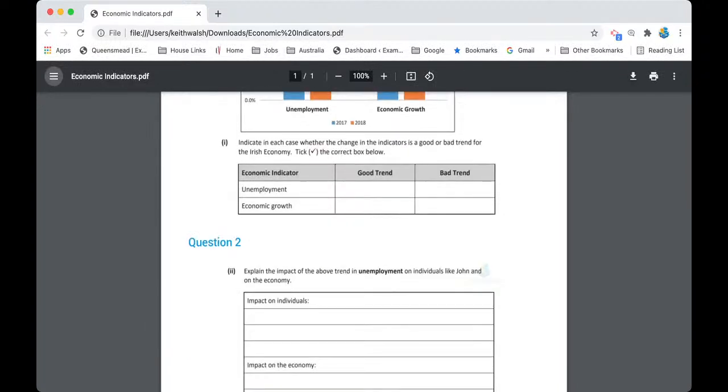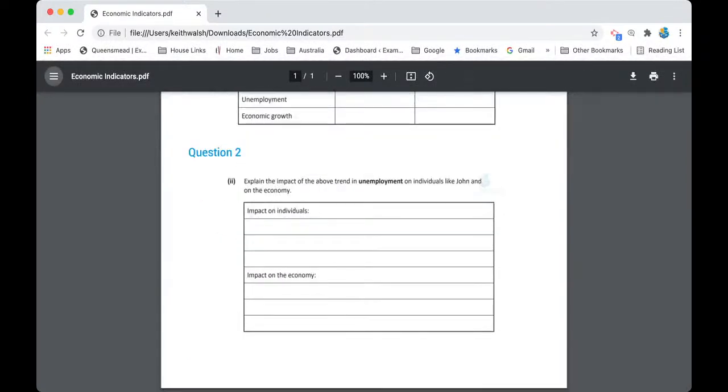And then the continuation of that question is: explain the impact of the above trend in unemployment on individuals like John and the economy. Okay, so it asks you for an impact of unemployment on individuals and on the economy. So we've covered that in today's session.